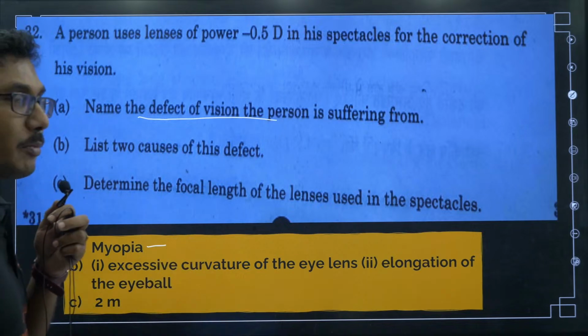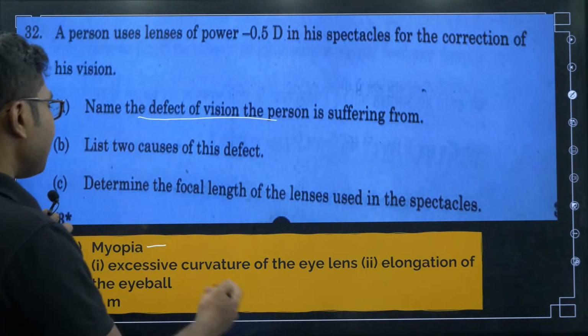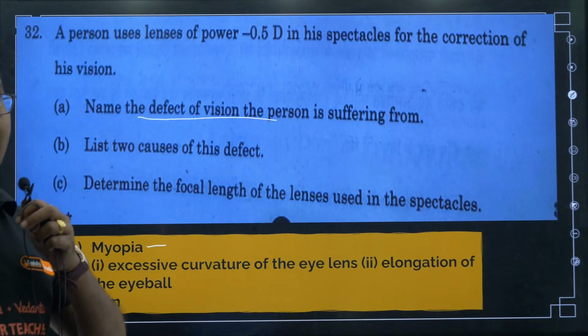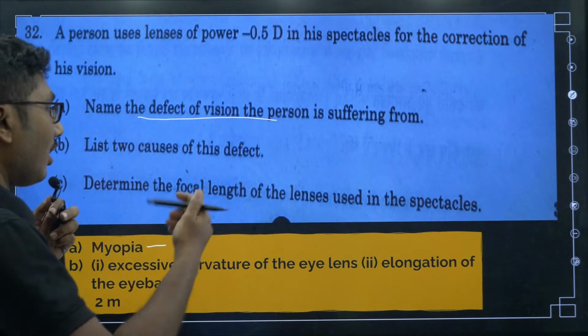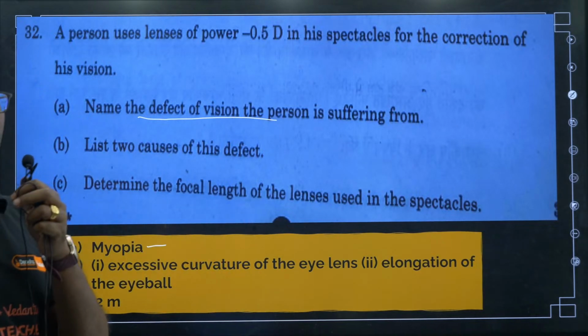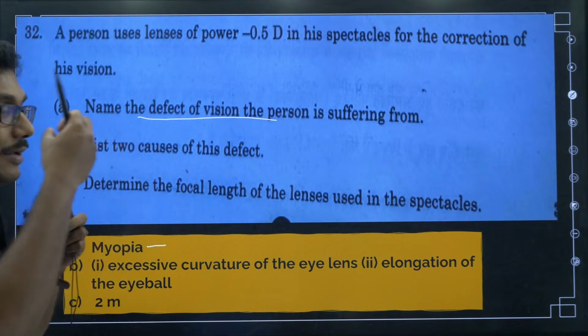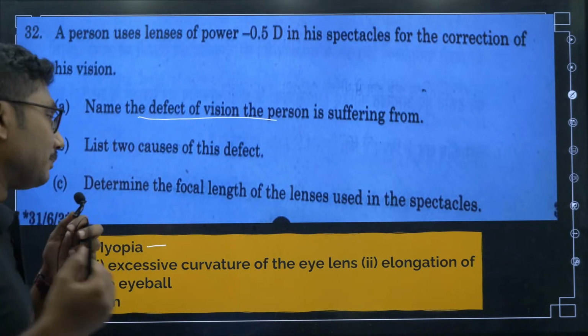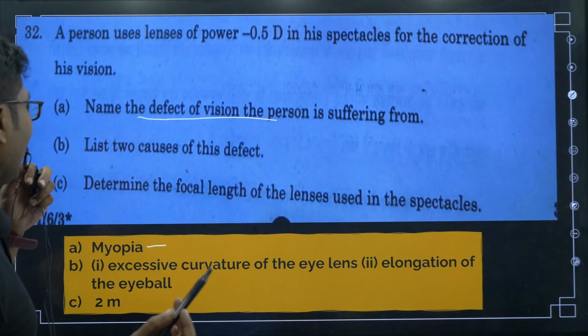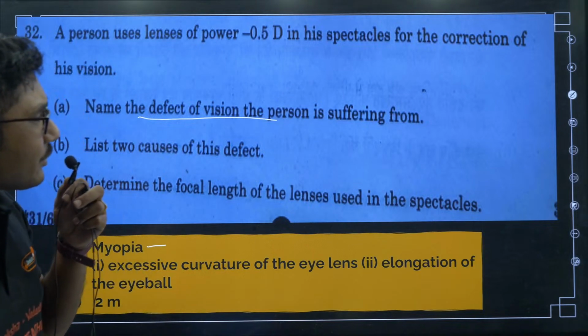And what are the reasons for myopia? There are two reasons: excessive curvature of the eye lens, meaning eye lenses are highly curved, or elongation of the eyeball. Eyeballs are elongated so that the rays are not able to meet. Now, determine the focal length of the lenses used in the spectacles.